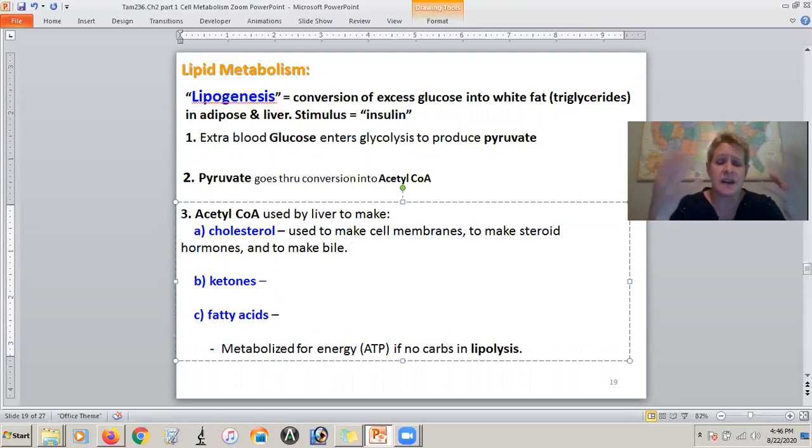And when you eat fatty food, your gallbladder will contract and spill that bile into the duodenum of the small intestine, and it'll start the breakdown of that fat. Okay, so cholesterol is pretty important. Ketones can be used for ATP, energy.